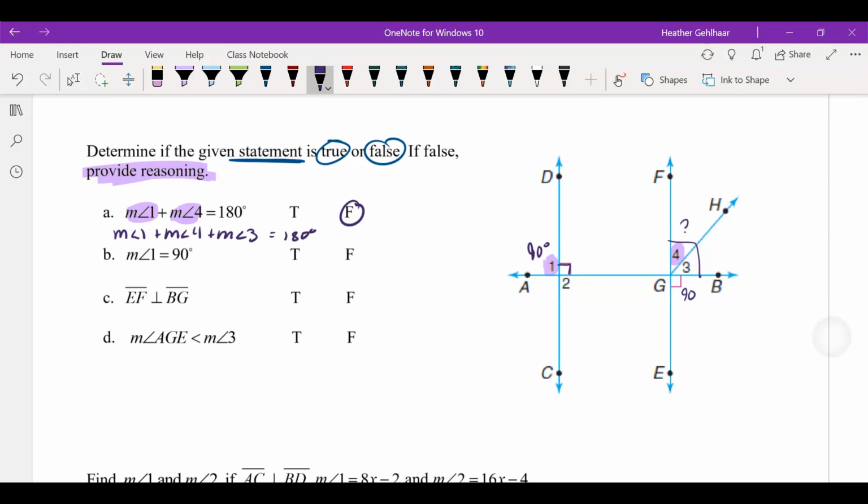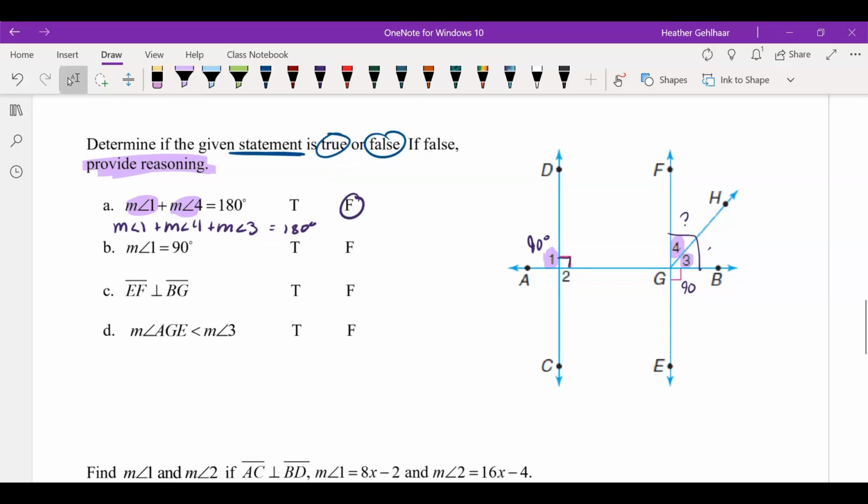We could totally say that because if we had 4 and 3 here, we could absolutely say, well, I don't necessarily need to know what 4 is or 3, but I do know that that whole angle FGB is going to be 90 degrees. Okay, the next statement here for B, it says the measure of angle 1 equals 90. Oh, absolutely right. We already determined that in the last one, so that is true.